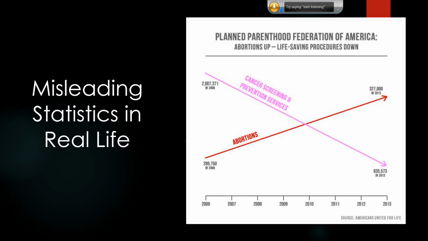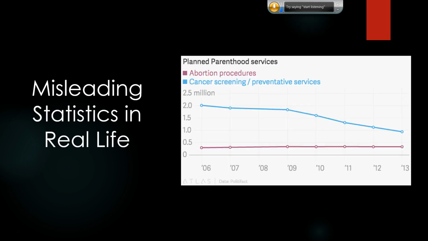If we were to apply some better visualization practices to this, we could look at it with an axis that runs from 0 to 2.5 million. And we can see then the abortion procedures and the cancer screening and preventive services. What this is telling us is something more significant. The abortion procedures are a much smaller part of what Planned Parenthood does. And while the cancer screening and preventive services have declined, and they have declined, there's no doubting that, from 2 million down to a little less than 1 million, that is still much more of what Planned Parenthood does.